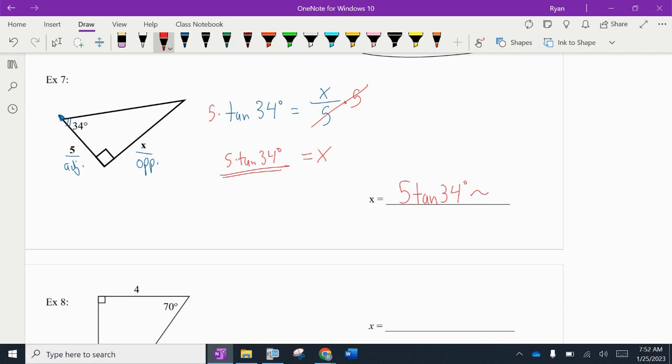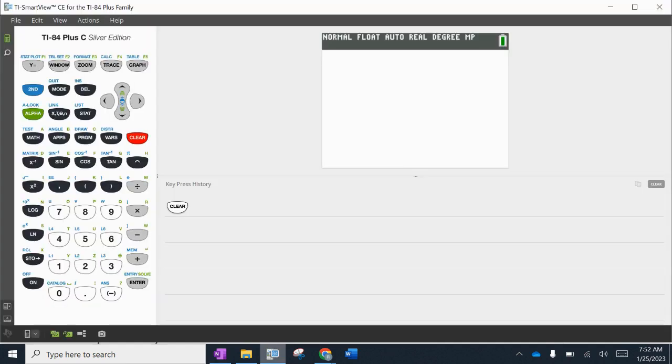Then go to your calculator and type it in exactly the way we see it. We're not trying to find an angle. It doesn't have the inverse, so it's just typed in 5 tan 34. I'm getting 3.373.